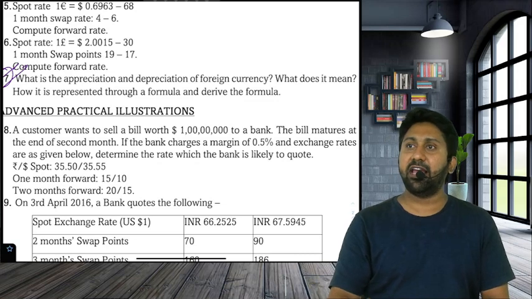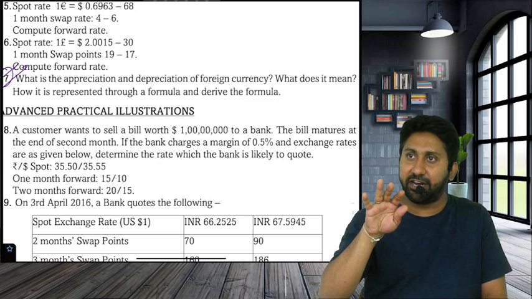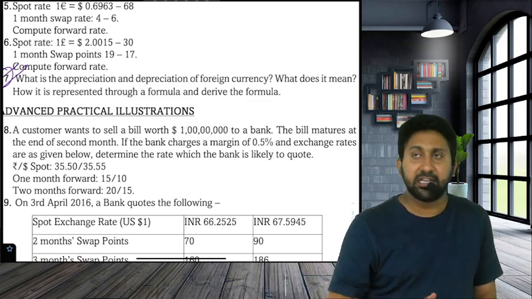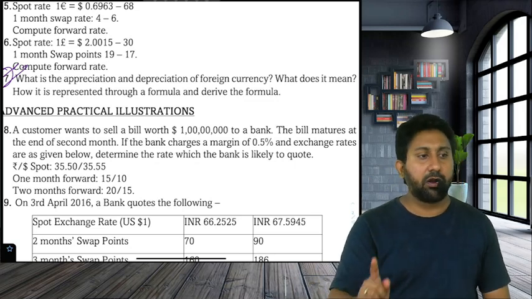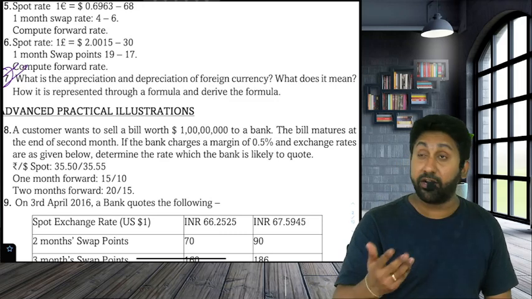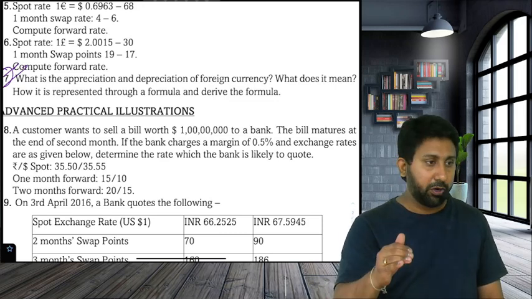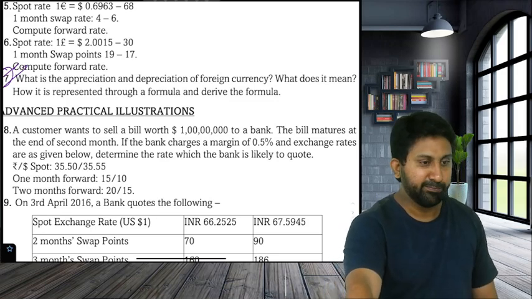This is a fairly lengthy discussion. Understanding of this concept will take 15 minutes. Notes writing and all the other things and doing a problem will take another 15 minutes. So it will be a half an hour discussion on this concept called appreciation and depreciation in foreign currency. Okay, before we go into that, let me first explain the idea behind this particular concept.